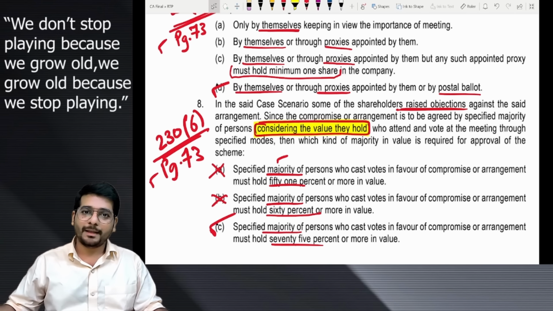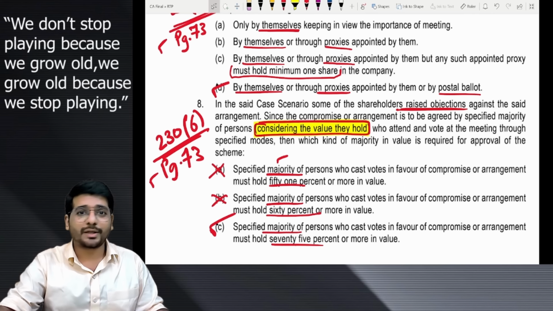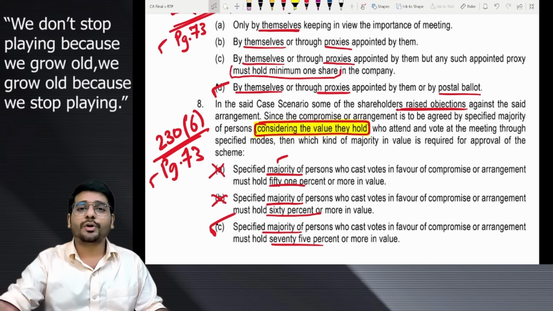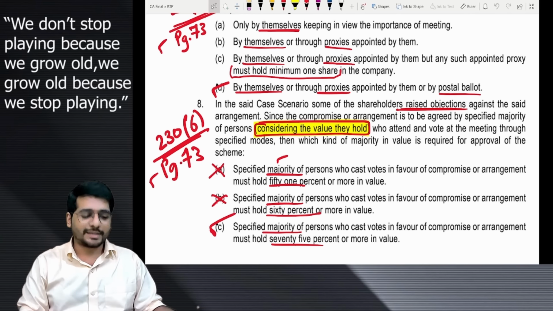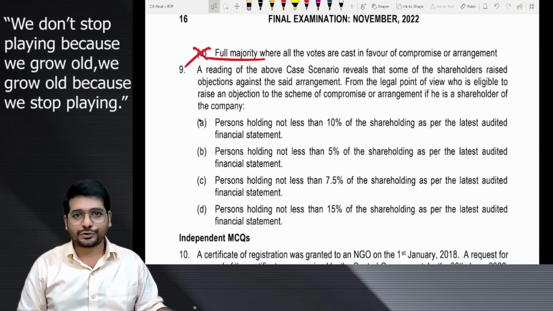Is that clear? Easy enough? You just understand what we are doing. We are not doing any rocket science over here. Just conceptual clarity and your answers are done. Okay. Let's go to answer number 9 on your screen.